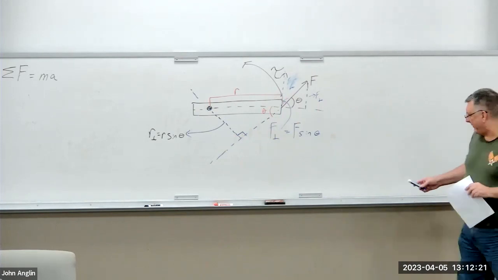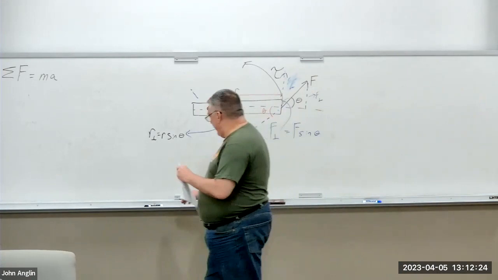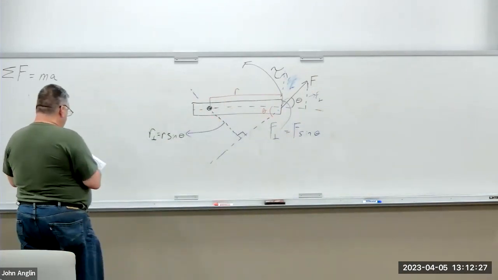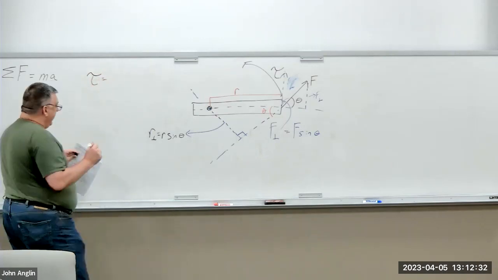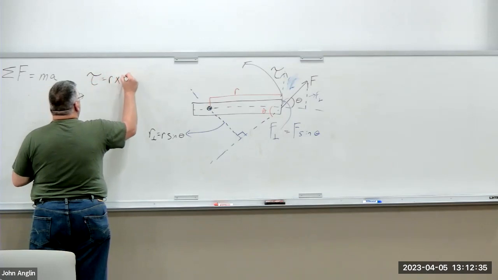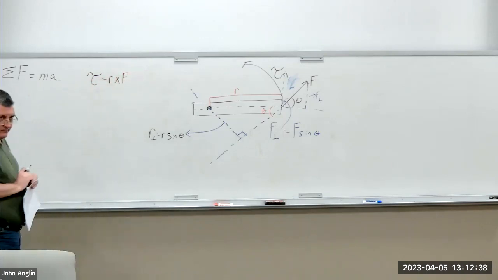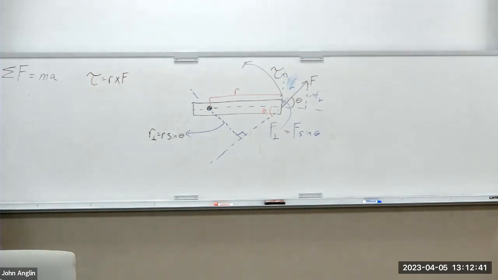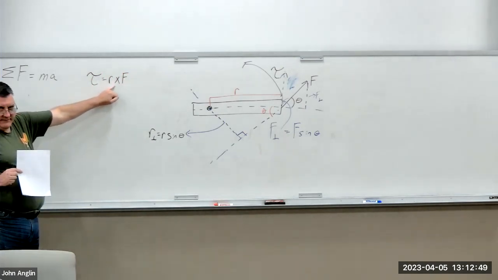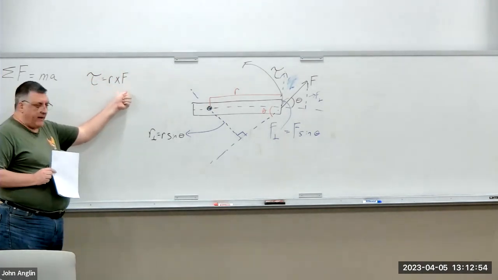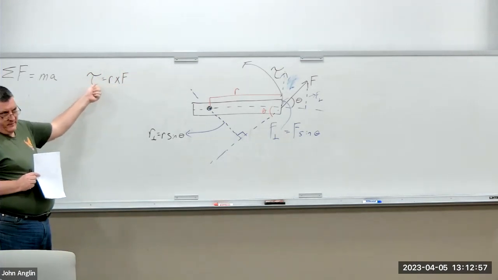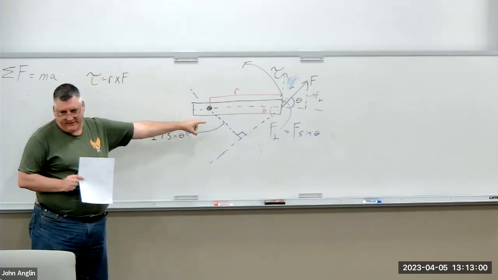Now we also have this idea of torque. And we figured out last time that our torque is this idea of R cross F, right? The cross product of the distance to the pivot times the applied force. This cross product here, this is a vector thing. It's not simply R times F, because we have to account for this angle.